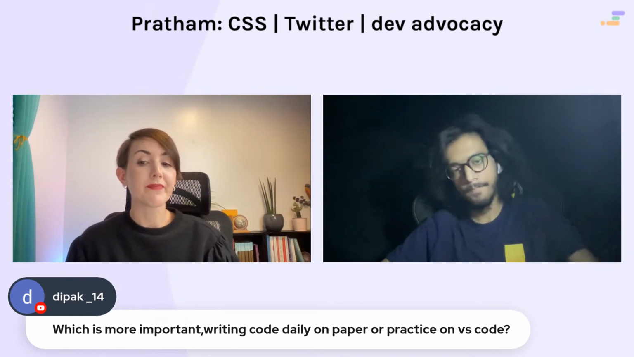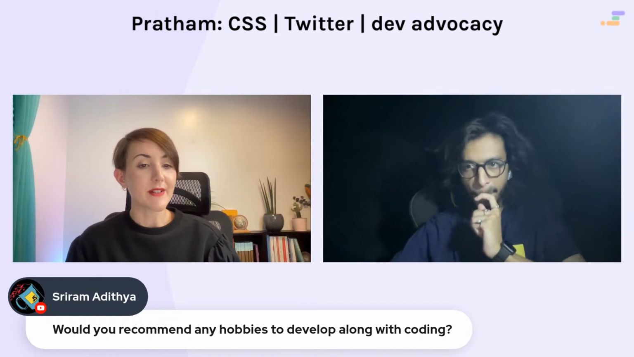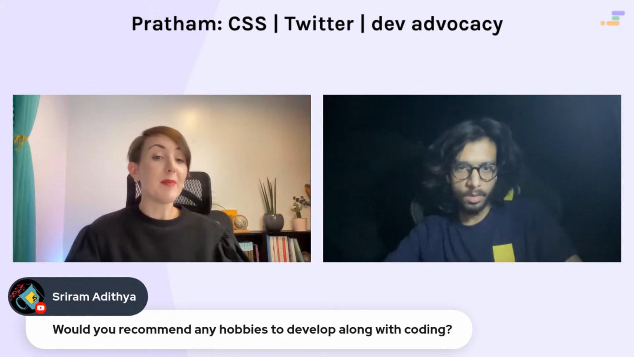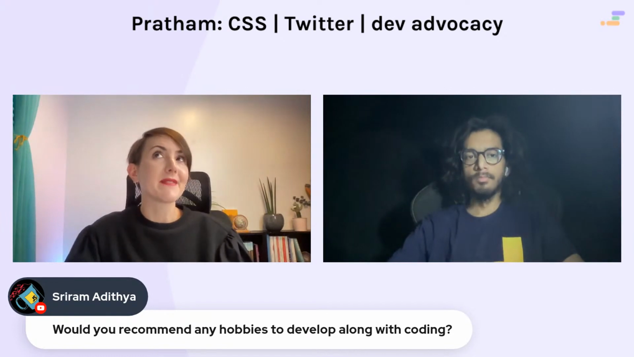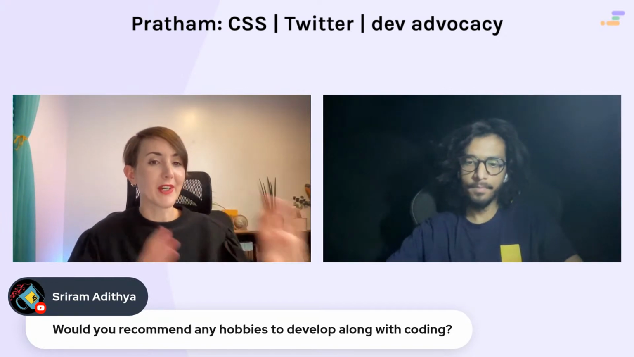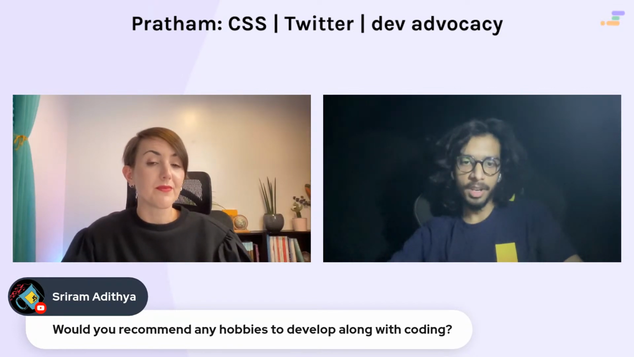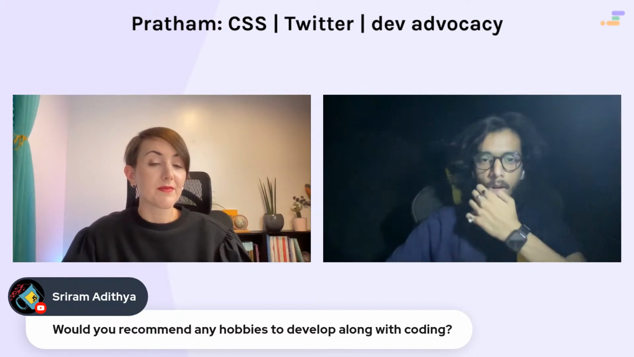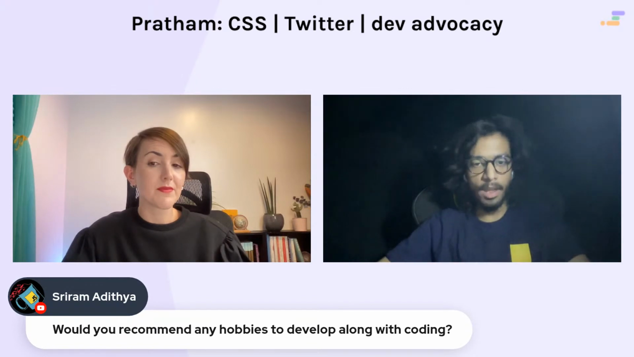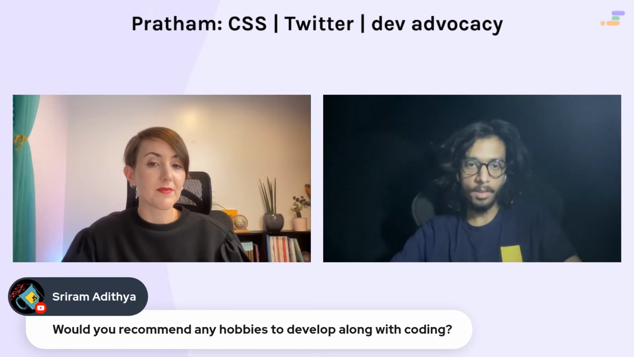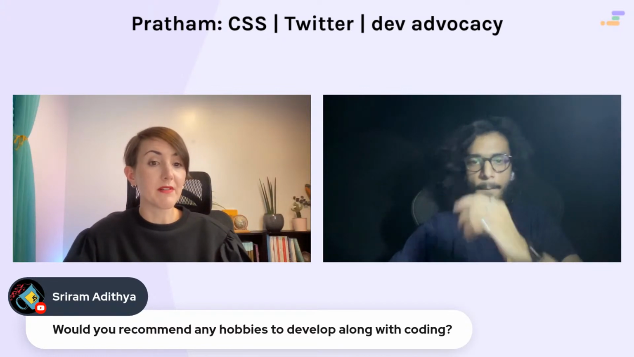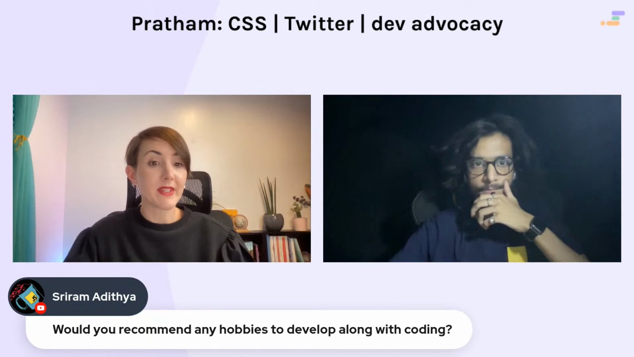Yeah, great stuff. Would you recommend, asks Shriram, any hobbies to develop along with coding? So I think that's hobbies outside of coding, which can help you with coding. Okay, so talking about hobbies, my hobby is I love to play chess. Oh. So hobbies, it depends on you, what you like to do in your free time. It's not necessary that your hobbies are related to coding and web development. Yeah, I totally agree. My hobby is my cat.